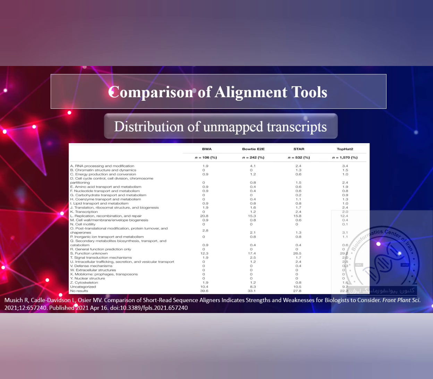Also, I will let you know that the highest range of unmapped transcripts belongs to replication, recombination, and repair genes, or genes which are involved in these functions and distributed in the genome. The other one is function unknown, and the function unknown category is also important.